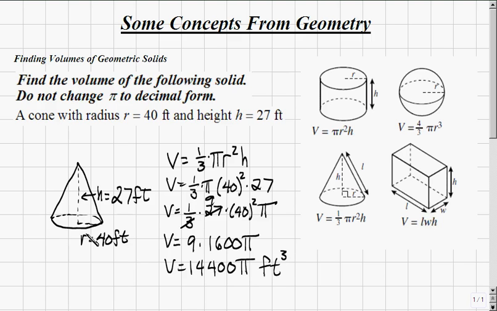Cubic feet because volume is measured in cubic units. The number of cubes we could stuff into the inside of this cone. So the volume of this cone is 14,400 times pi cubic feet.